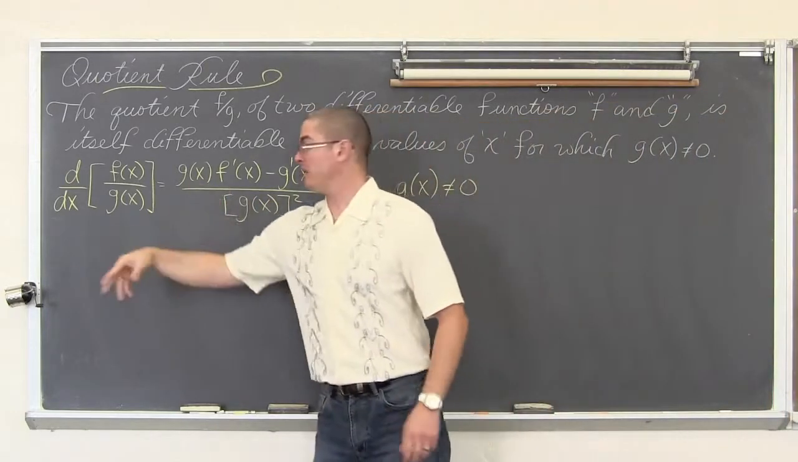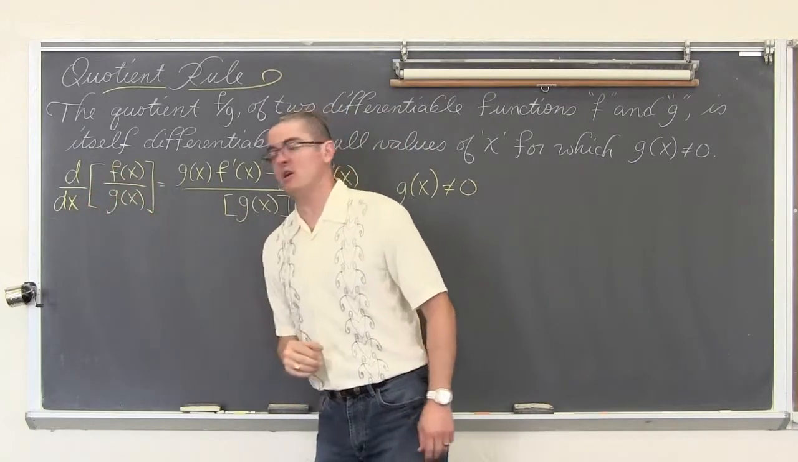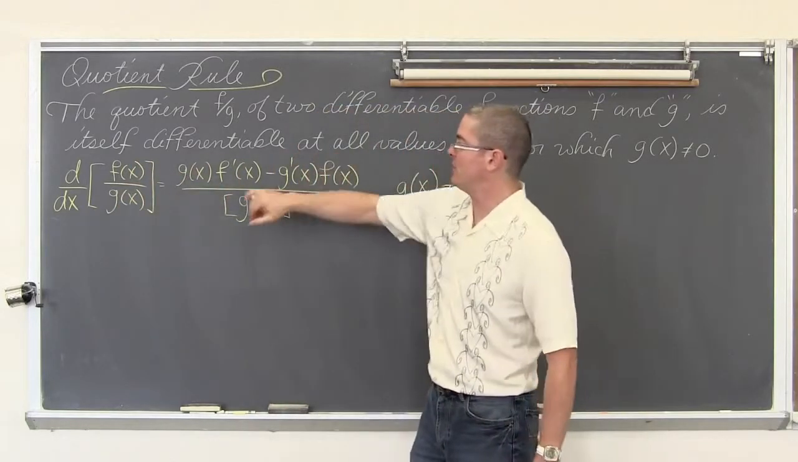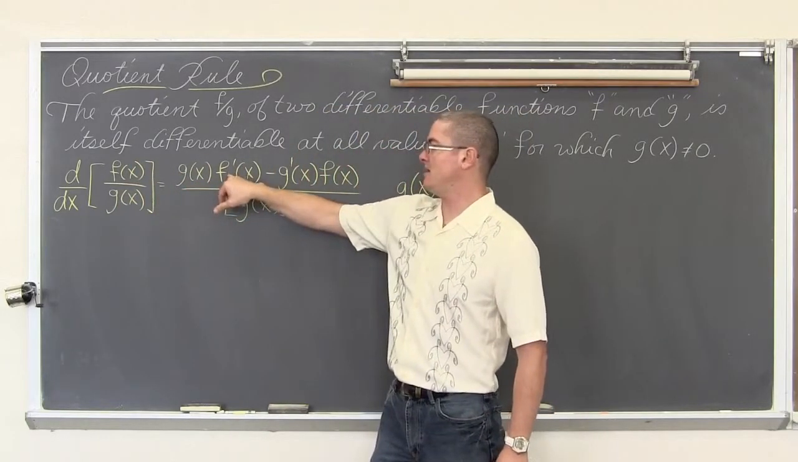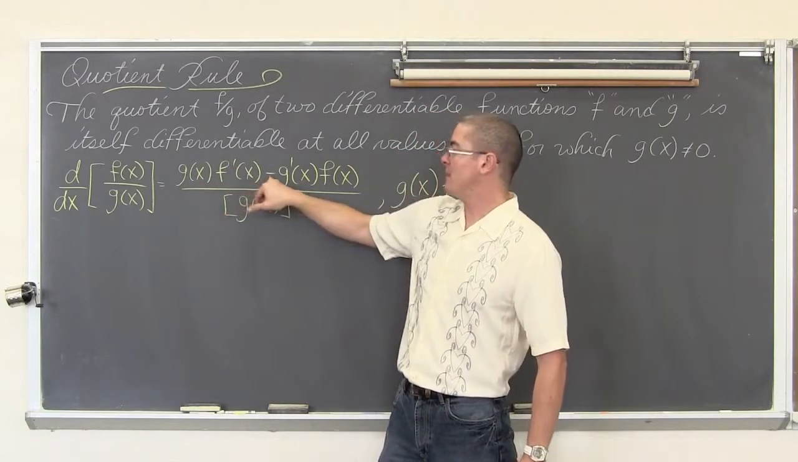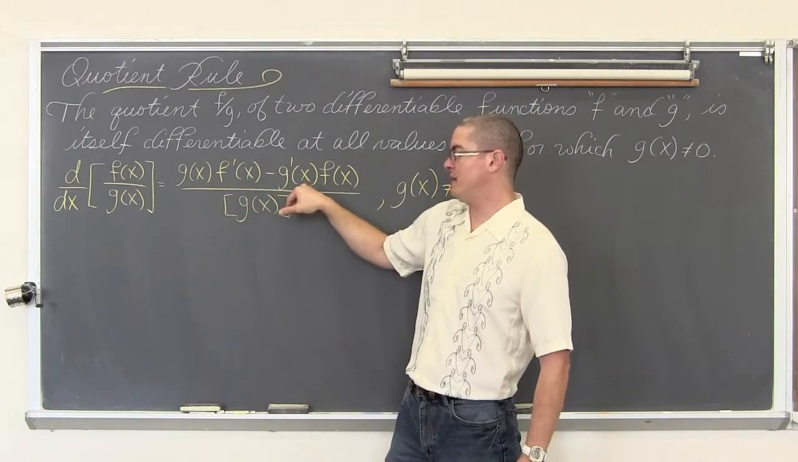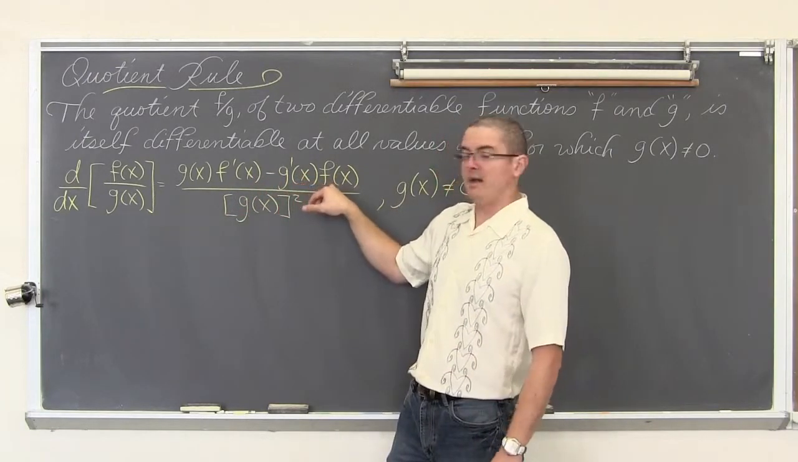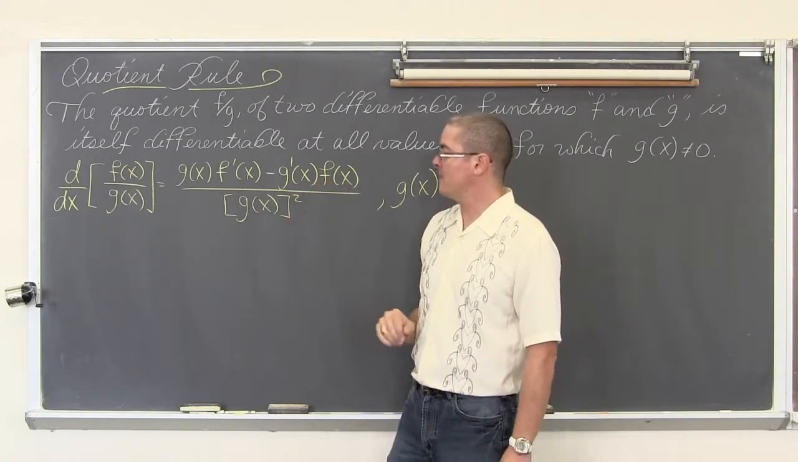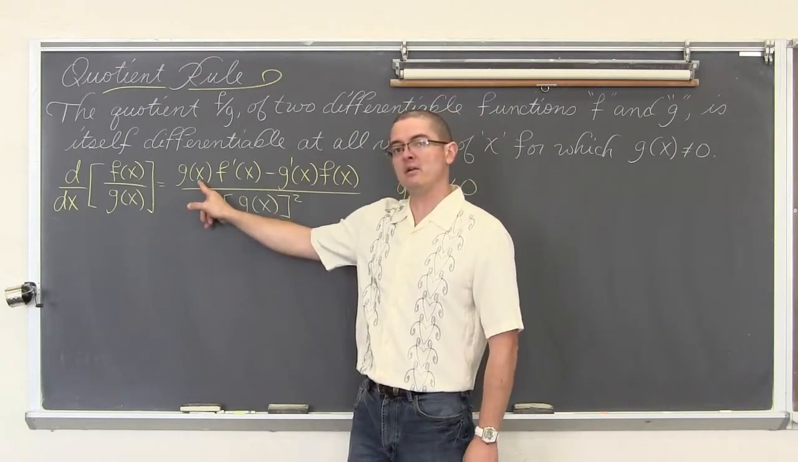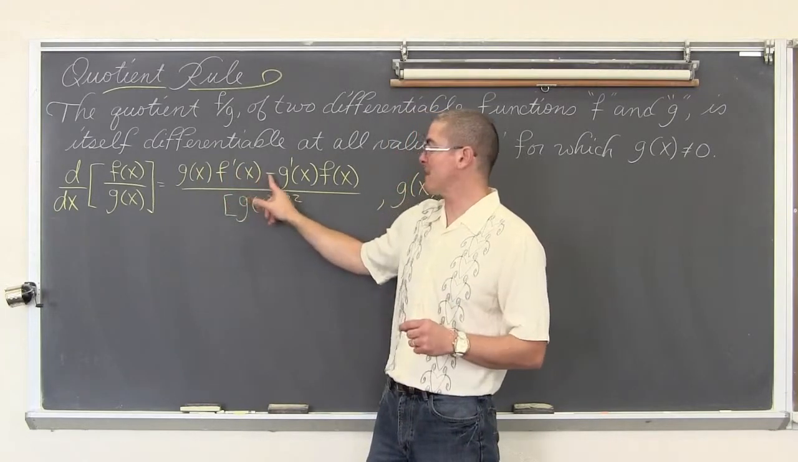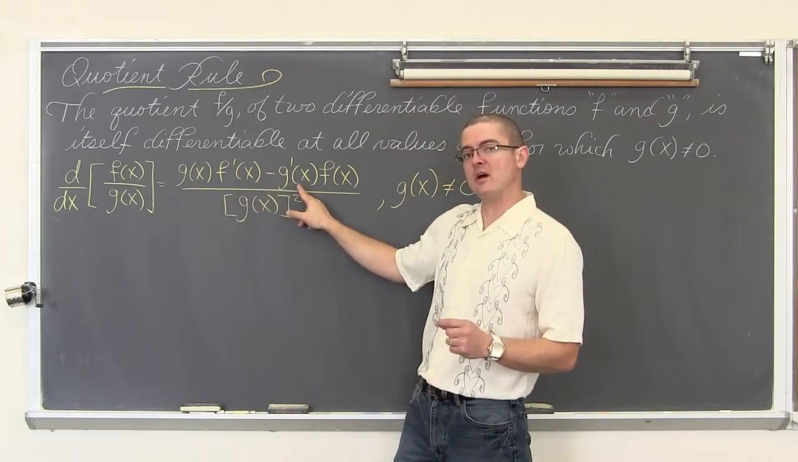The formula, or the rule, is the derivative with respect to x of f of x over g of x is equal to g of x times the derivative of f of x, or in other words, the denominator times the derivative of the numerator, minus the derivative of the denominator times the numerator, over the denominator squared. So we're going to take the denominator, put it first, take the derivative of the numerator first, minus, and then the derivative of the denominator times the numerator.